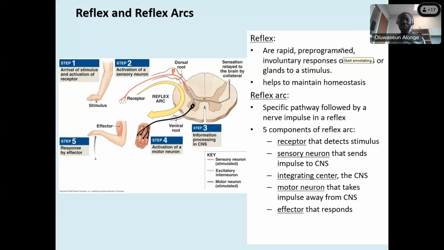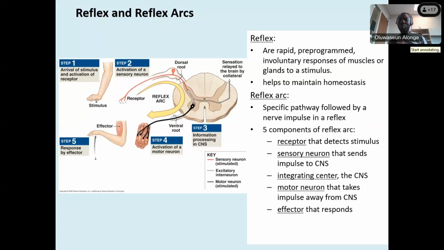Now, even though the nervous coordination of my 11-month-old is not fully formed, and she may not see fire and run, if she touches something hot, let's say she touches a stove, she's going to take her hand out straight. If she touches a needle, she's going to take her hand out straight. Those are reflex actions. They are very rapid actions. They are pre-programmed, and they are involuntary responses of muscles or glands to a stimulus.